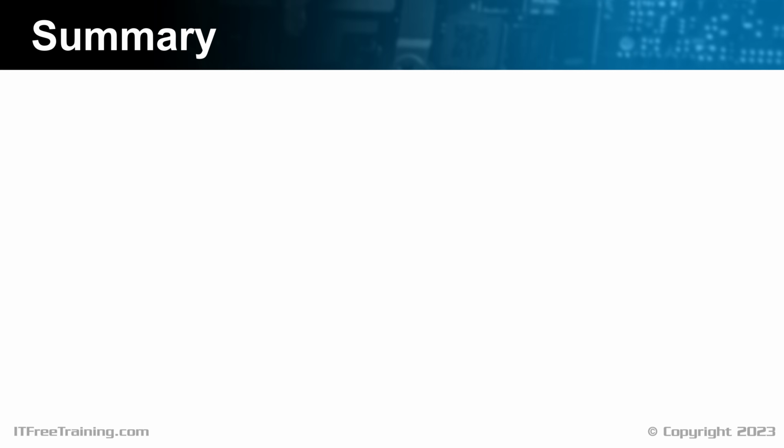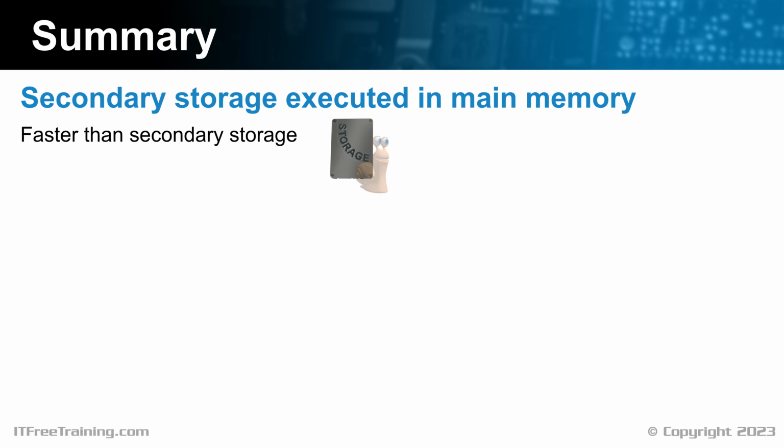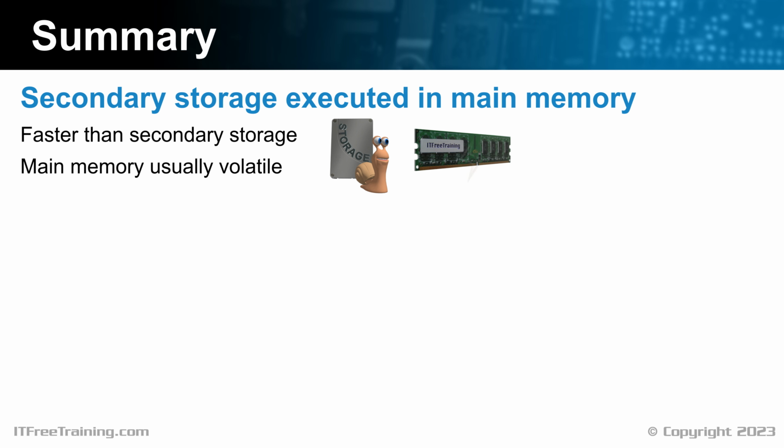To end this video, I will do a quick summary of the major points. Programs are stored in secondary storage, but executed in main memory. This is because main memory is faster than secondary storage. Although technically it would be possible to run a program in secondary storage, it would be so slow it would not be worth it. In order to get faster speed, there is a trade-off, which is that main memory is usually volatile.